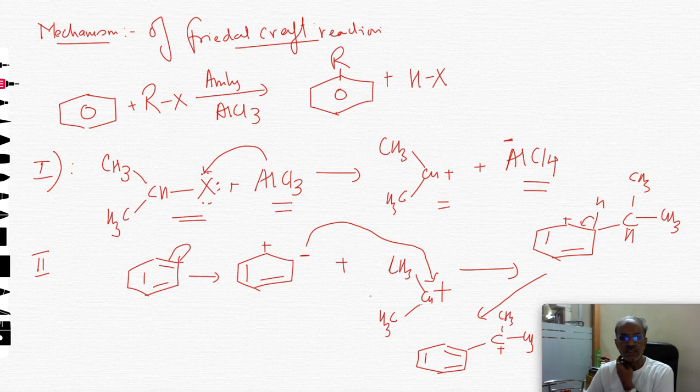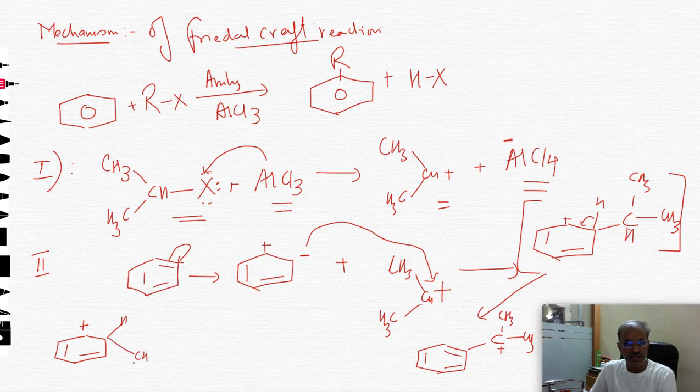Now the benzene ring, this is the positive charge, undergoes resonance, right? The negatively charged species attacks on the carbocation, leading to the formation of a species. Now, how does this mechanism basically happen? We can say this is positively charged, this is hydrogen, and this is CH3 and CH3.